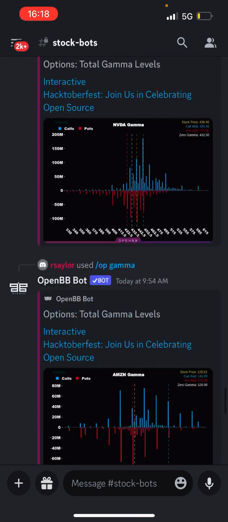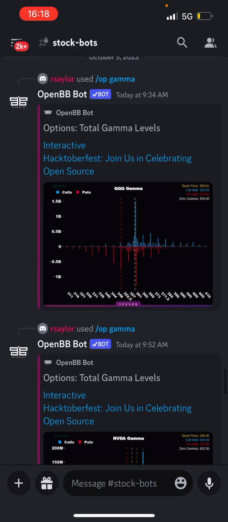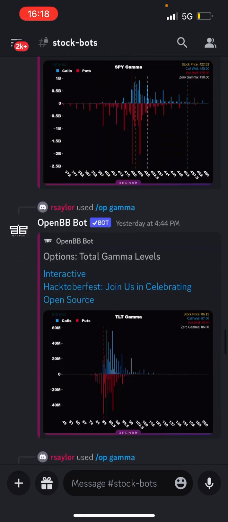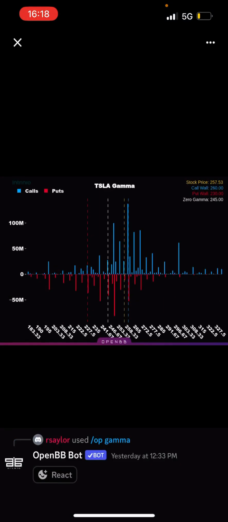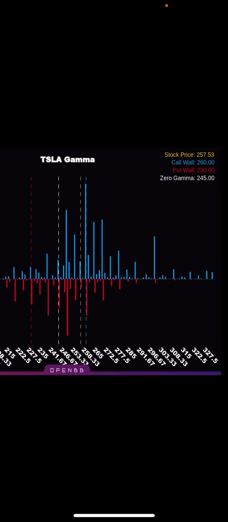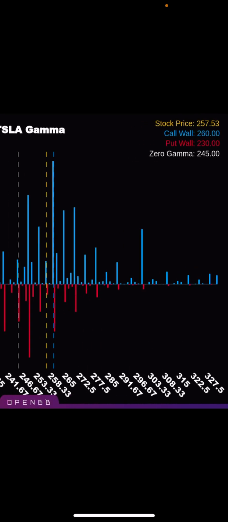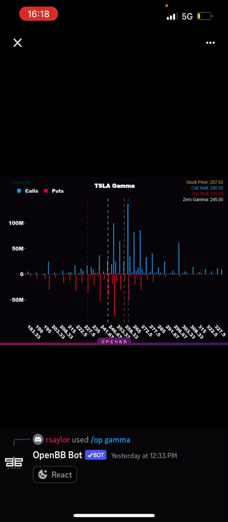And then, let me see. I need to find Tesla. Okay, here we go. So Tesla, the call wall was 260. Okay, you can see that over there. Zero gamma was 245, right? And Tesla was at about 257.53. And that call wall was still at 260, even when Tesla was down at 250.